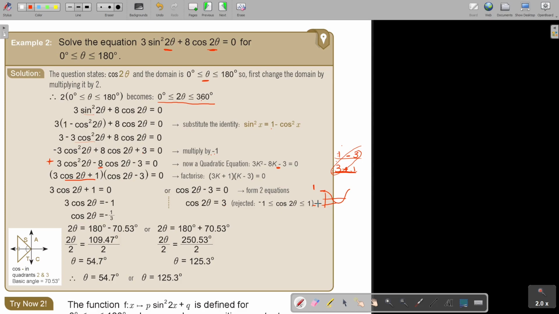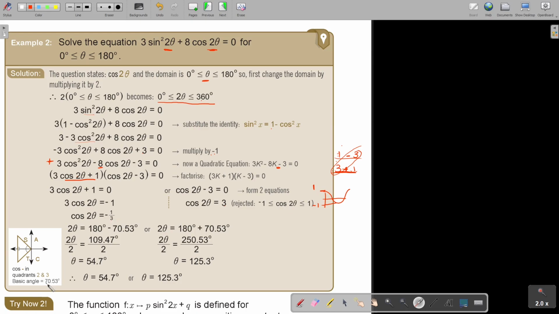Now where is cos negative? Now if I think of the cos graph, it's going to be positive here and it's going to be positive here. But here, it's going to be negative. And remember, that domain is now from 0 to 360. Okay, now first get your base angle by putting it on the calculator and pressing shift cos. Don't press the negative in. Just say 1 divide 3, bracket 1 divide 3 equals.